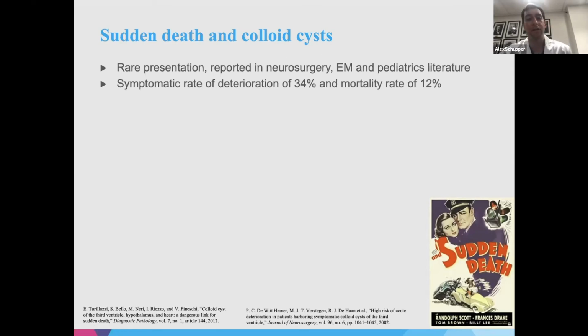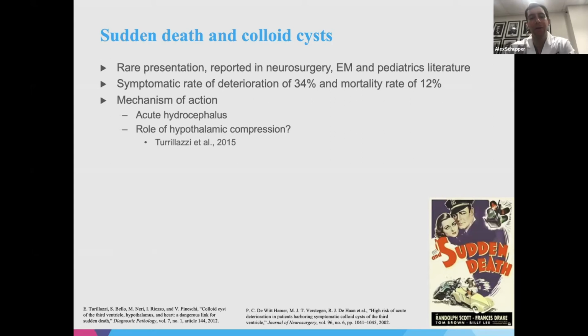So what's interesting is that the symptomatic rate of deterioration is very high, with a mortality rate of up to 12% in these patients who are acutely deteriorating. So you have to take these patients very seriously. This is not someone that you can say, oh, you can come back to my clinic next week and we'll go over this. If a patient is acutely deteriorating with a known history of a colloid cyst, you have to treat this as an emergency, and this is why.